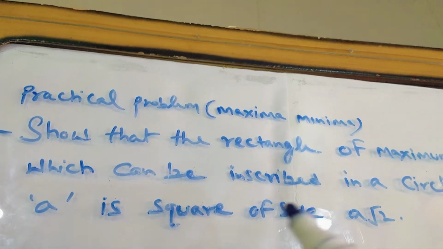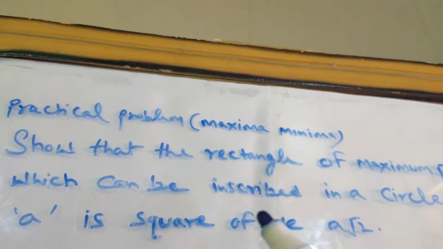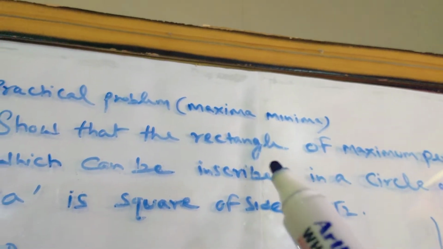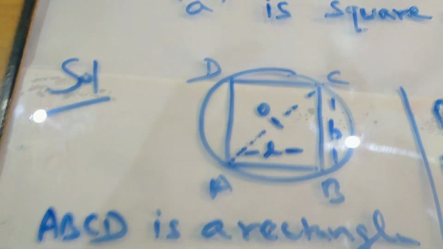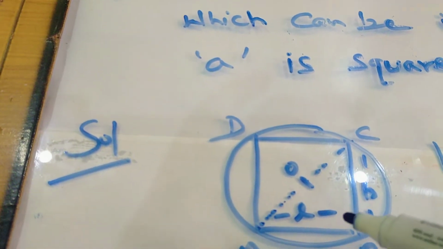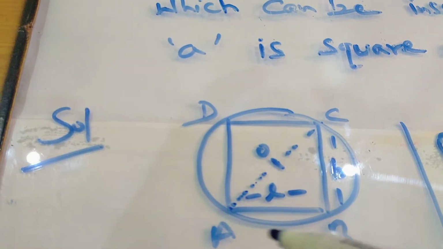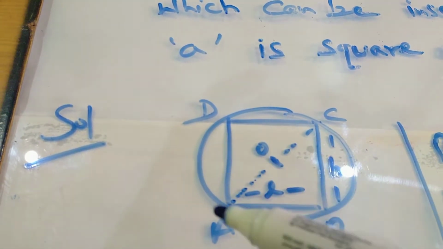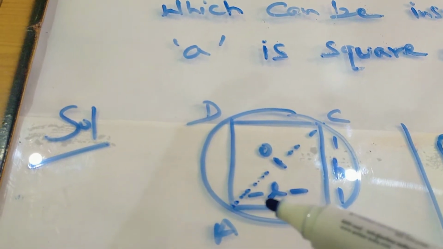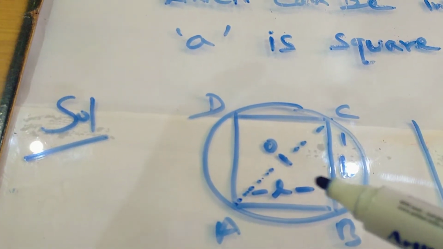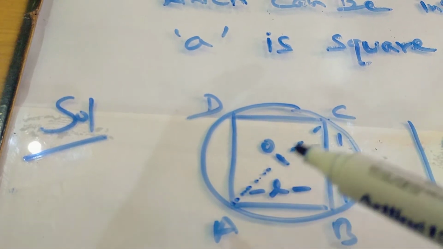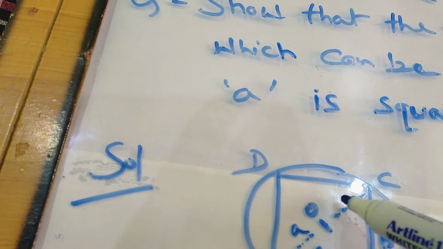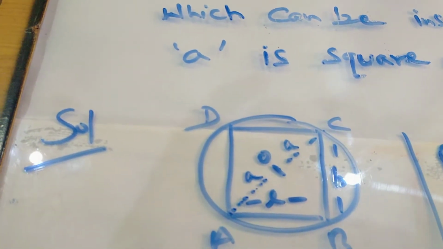And secondly, we have to maximize the perimeter. Okay, so students, see, this is the real picture. This is the circle, and this is the rectangle ABCD. Length is L, breadth is B, and this is the circle's diameter. It is A plus A, so 2A is the diameter.